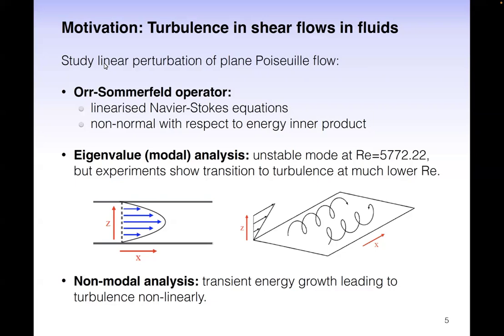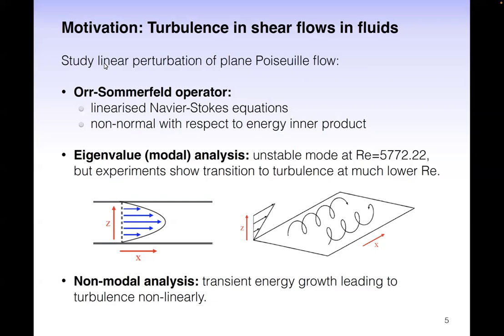Now, let's say that we want to study linearized perturbations around that configuration. We take the Navier-Stokes equation that controls fluid dynamics, and we linearize around this configuration. And what we get is the so-called Orr-Sommerfeld operator. Now, it's not difficult to show that this Orr-Sommerfeld operator is in fact a non-normal operator with respect to the energy inner product. And we'll come back to this point in a minute. Given that we have this operator, the natural thing to do is to study its eigenvalues. And this is what we call a modal analysis.